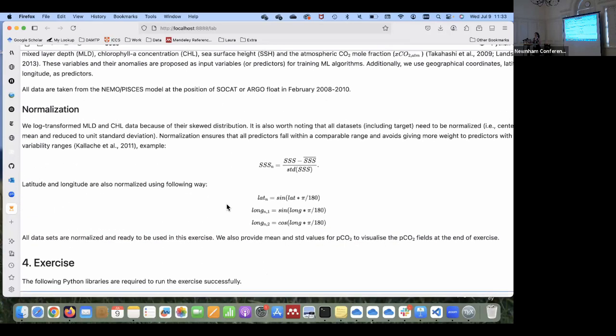In general, before you use all of these variables, you want to normalize them. You want to make sure that there isn't one variable that dominates over the others in terms of weight. In some cases you will need to change the distribution. For example, the chlorophyll and mixed layer depth have a very skewed distribution, so these are log transformed, and then they are normalized. The data that you already have in your exercise is all normalized.